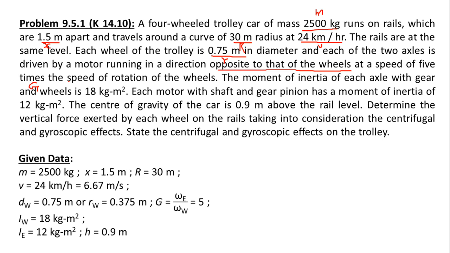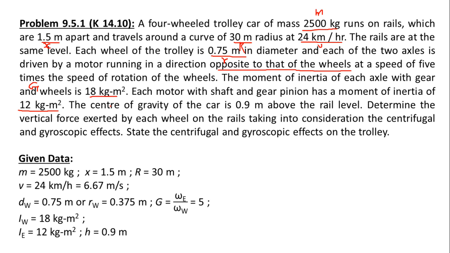Moment of inertia of each axle with gear and wheel is 18 kilogram meter square. So two wheels put together they have given moment of inertia. Moment of inertia of each axle with gear and wheel, everything put together, is 18 kilogram meter square. So two wheels moment of inertia is 18. Each motor with shaft, gear and pinion, this is your engine moment of inertia, is 12. That is only one.